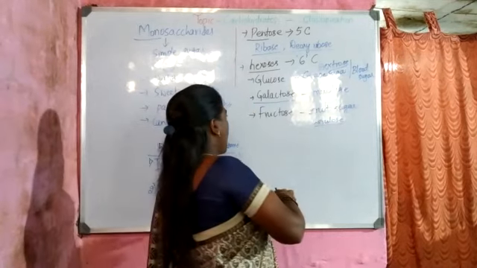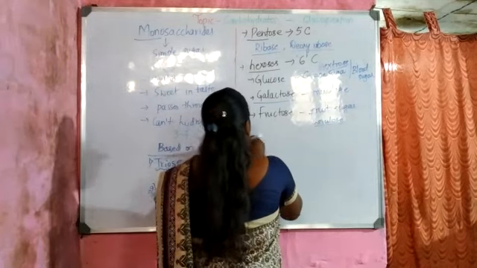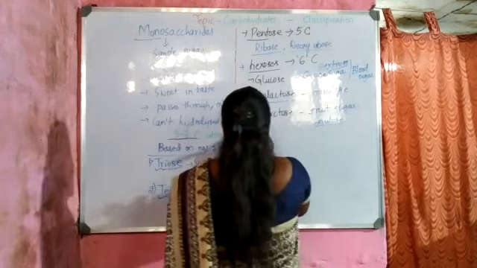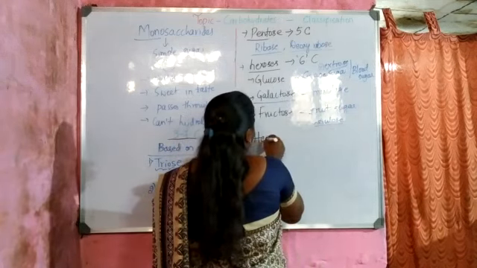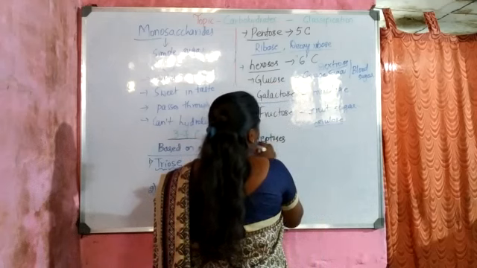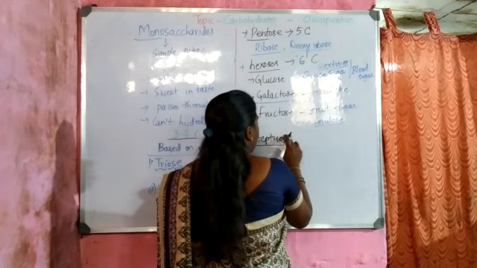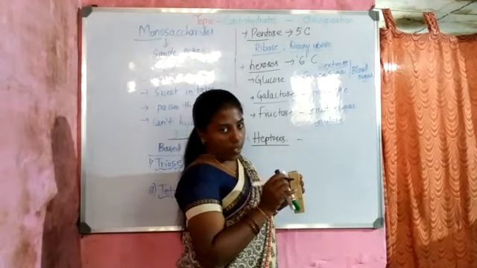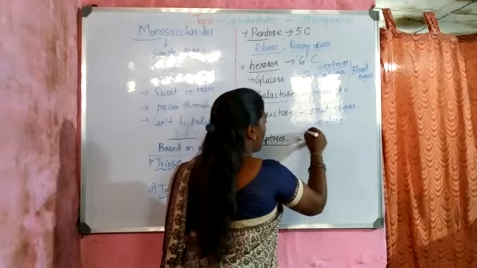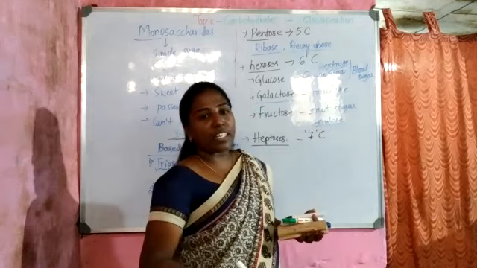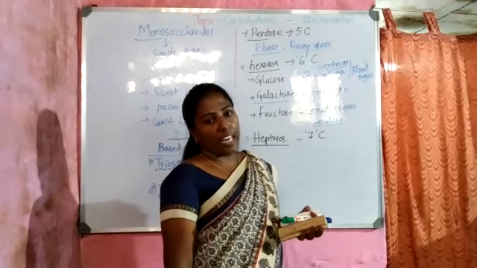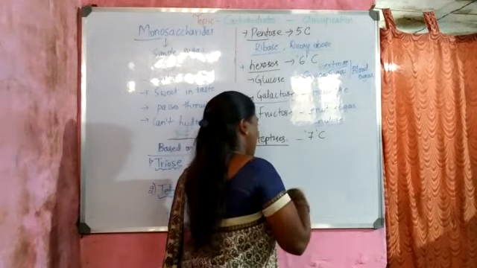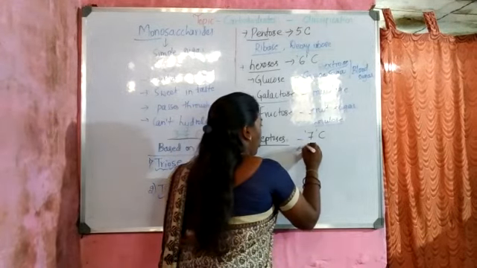The next one is heptose. As we know, the number of carbon atoms ranges from 3 to 7. So heptose, hepta means 7 carbon atoms. These are the simple sugars containing 7 carbon atoms, and we call them heptoses. The example for heptose is pseudoheptulose.